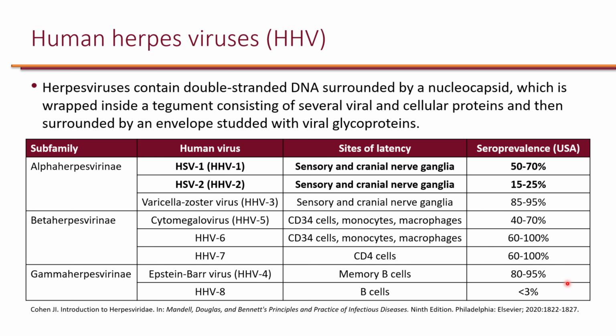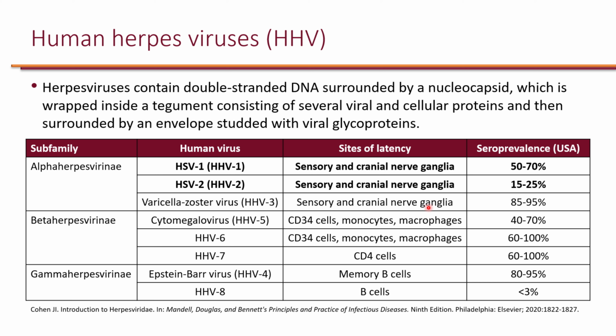The first STI that we'll discuss belongs to the human herpes viruses family. These are the herpes viruses that contain double-stranded DNA. They're surrounded by a nucleocapsid, which is wrapped inside a tegument consisting of several viral and cellular proteins, which are in turn surrounded by an envelope which has viral glycoproteins.